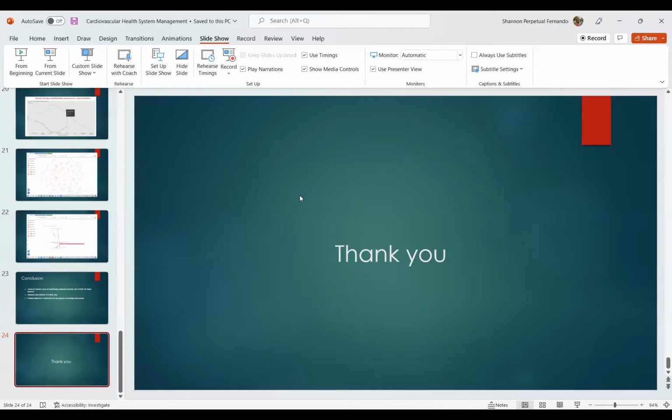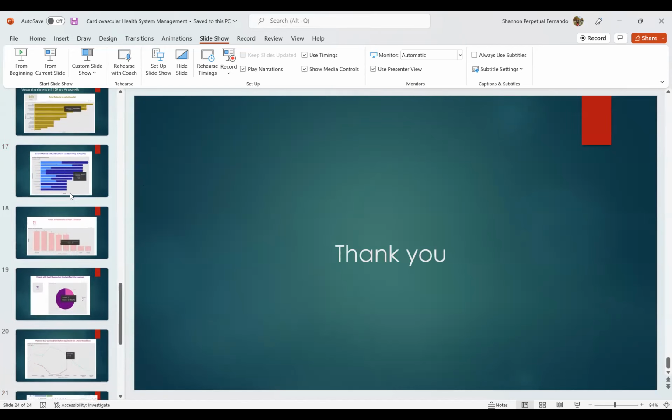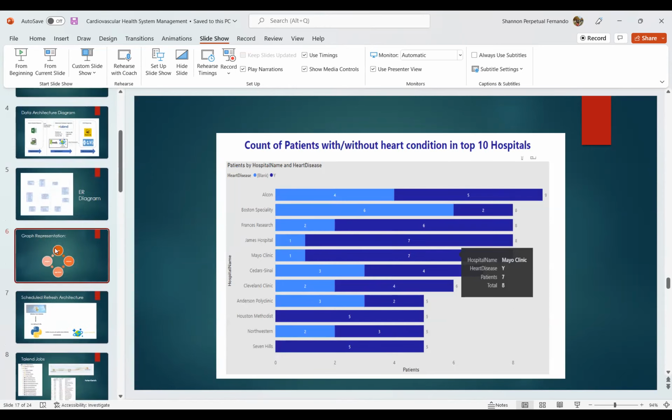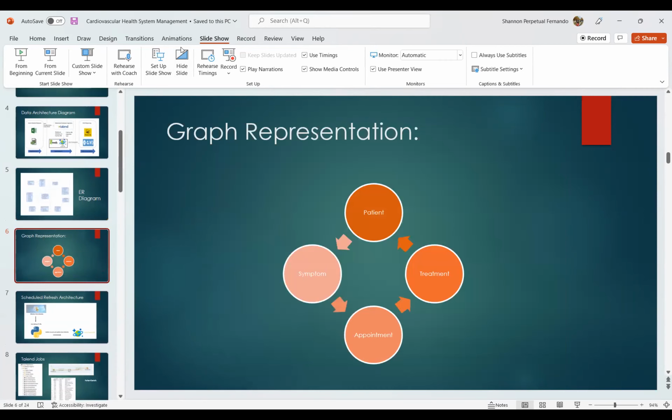Hello, this is Group 6. Can we see which part of your ERD you used to implement your graph database? Oh, okay. So these are the 4 vertices or nodes which we have used. That is patient, symptoms, appointment, and treatments. And it has a relationship between all the vertices using an edge.